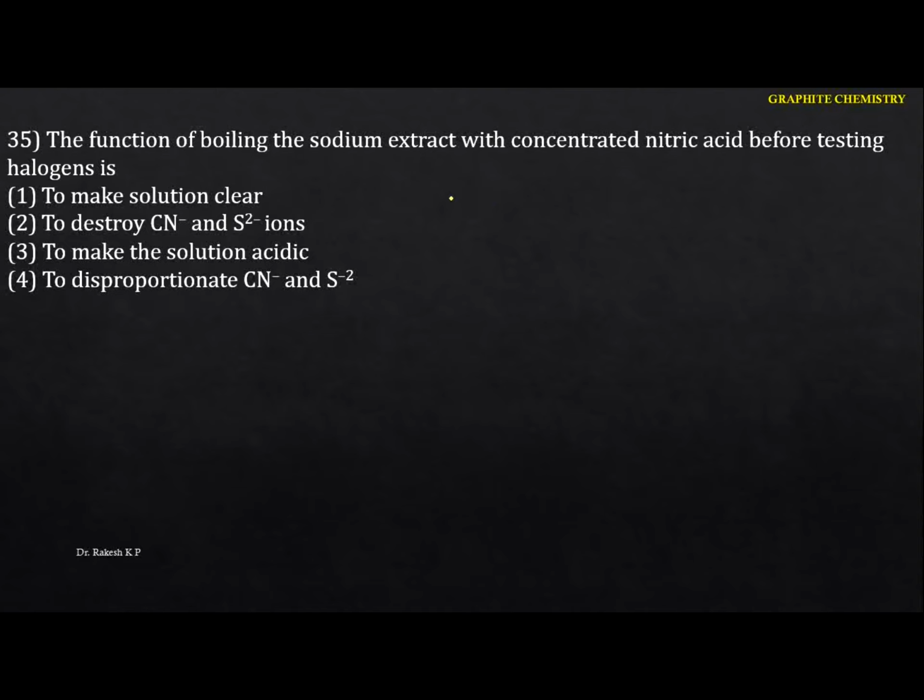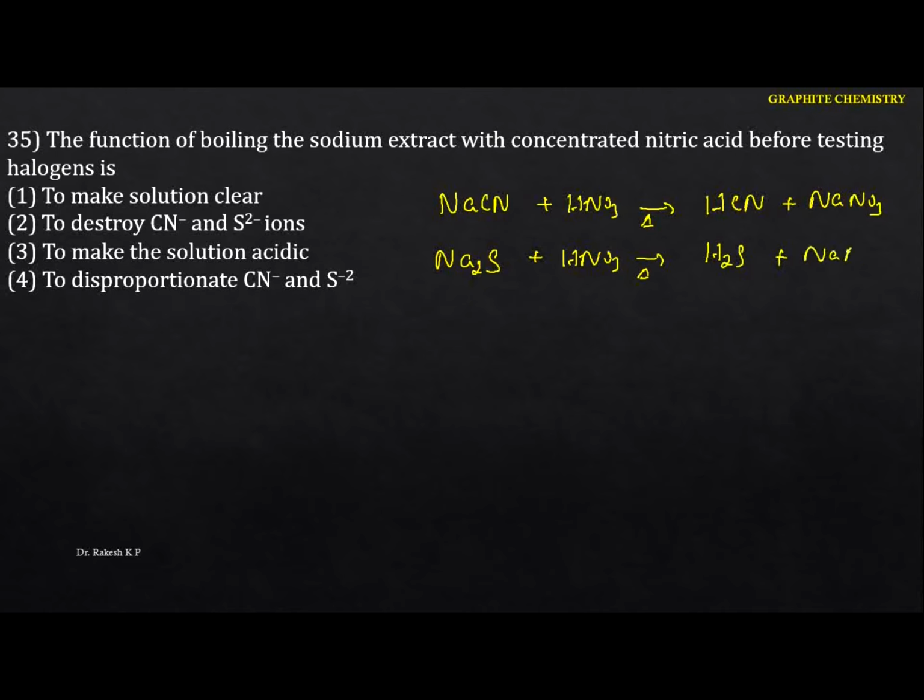Suppose the sodium fusion extract contains sodium cyanide, or else suppose it contains sodium sulfide. Whenever it is treated with nitric acid and heated, the sodium cyanide changes to hydrogen cyanide, and the byproduct will be sodium nitrate. Similarly, sodium sulfide, whenever it is heated with nitric acid, we are going to get H2S, and the byproduct will be sodium nitrate.